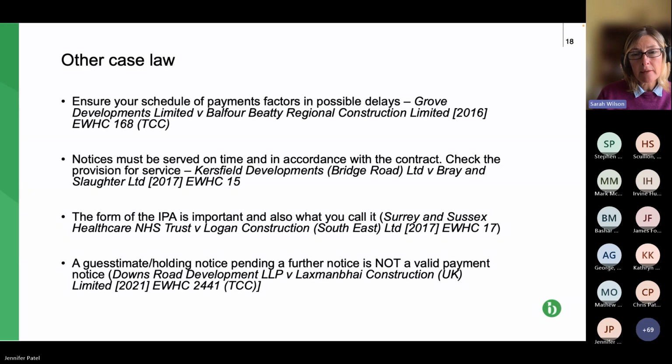Next case down, again 2017. In this case, the court said the form of the interim payment application is important, and also what you call it. So this is what I was talking about earlier. It's potentially going to become a notice, so don't try and hide what it is. Be very clear, because the risk is if you try and hide what it is, so I don't know, you put it in a different form to the form you normally use, you don't call it an interim payment application, and then you're trying to argue that you're entitled to a smash and grab on it because there's been no payment or pay less notice.